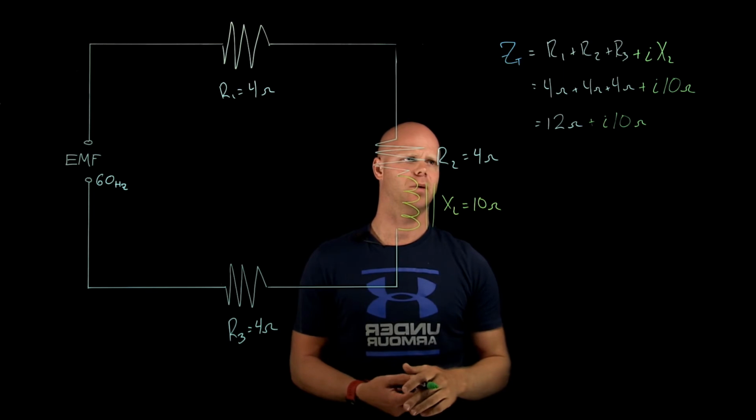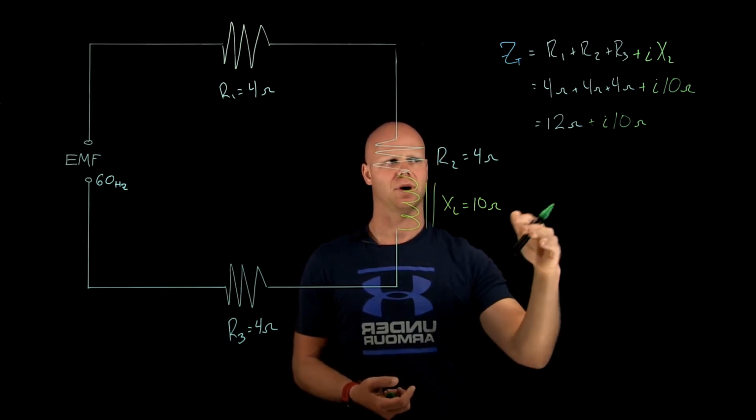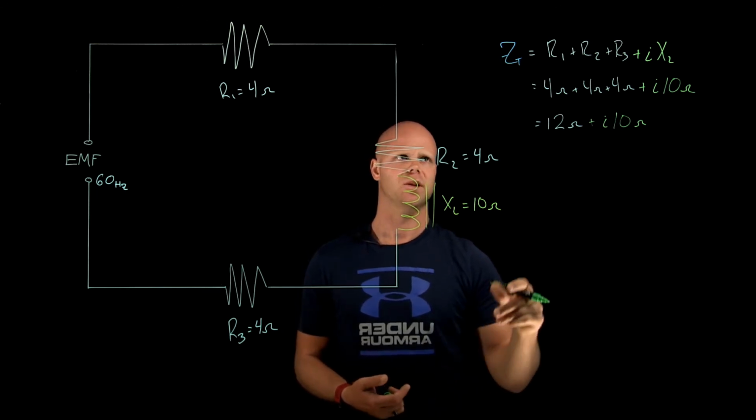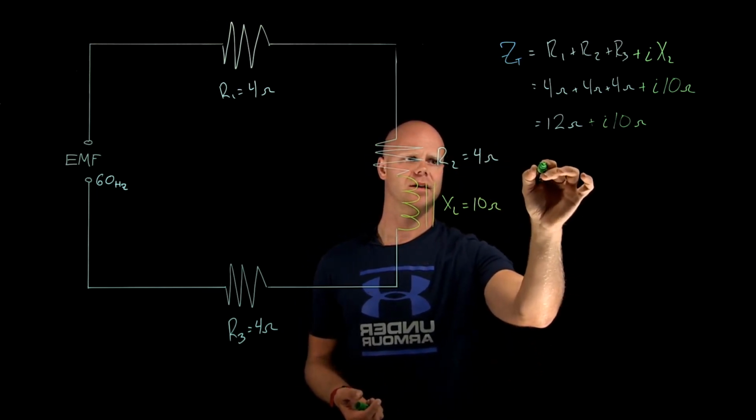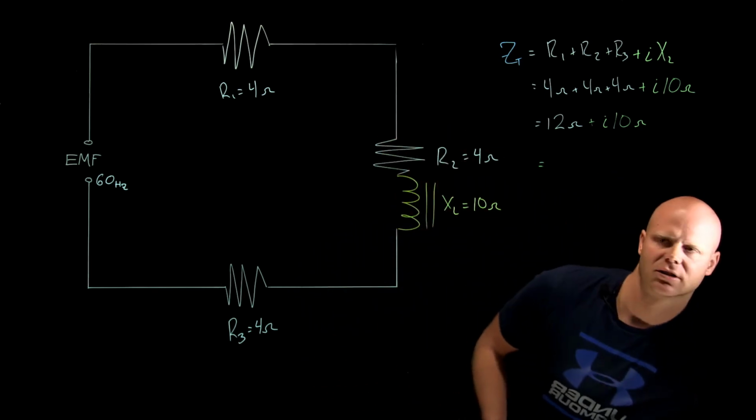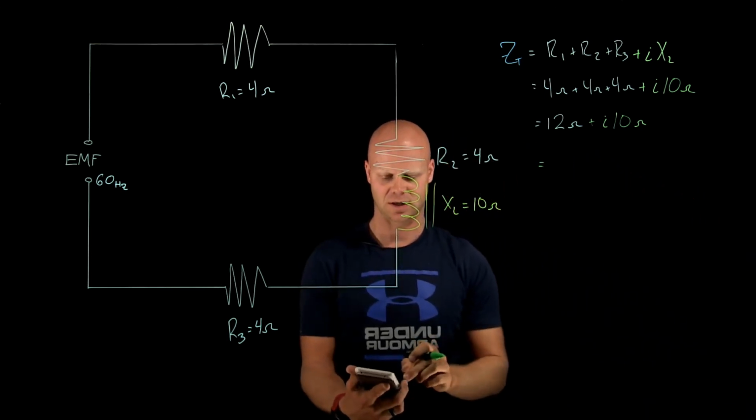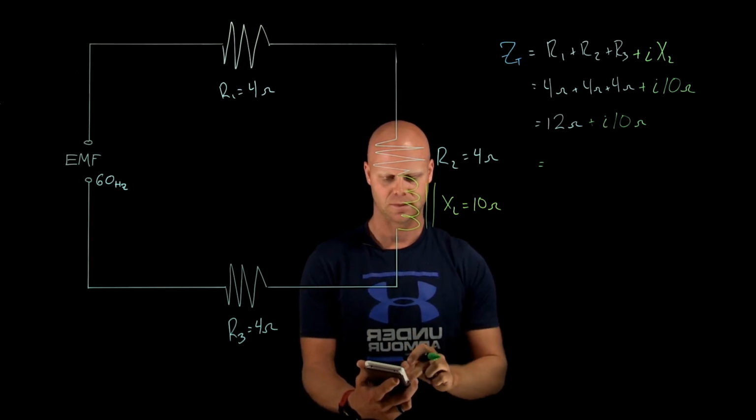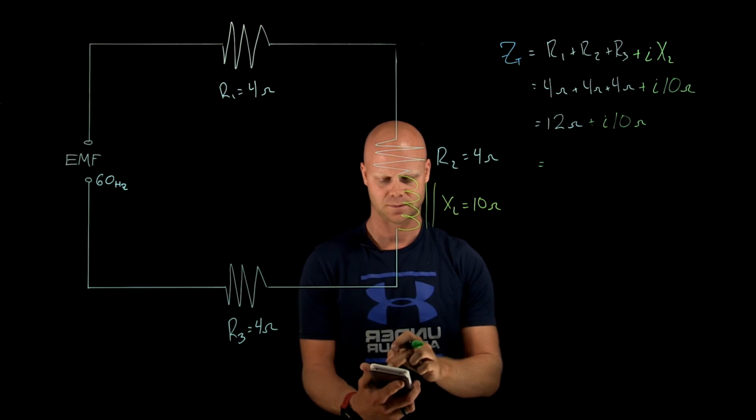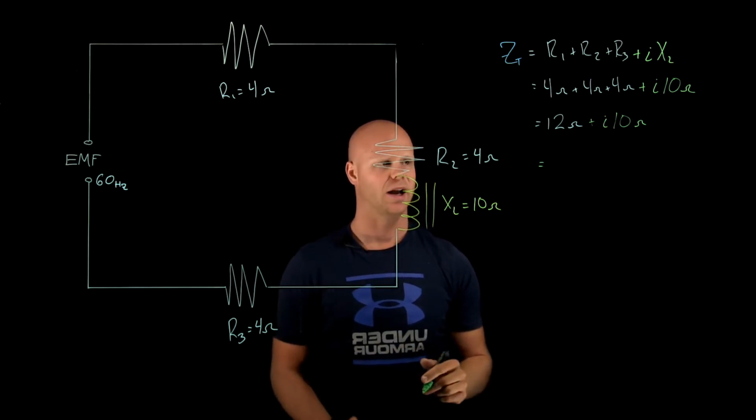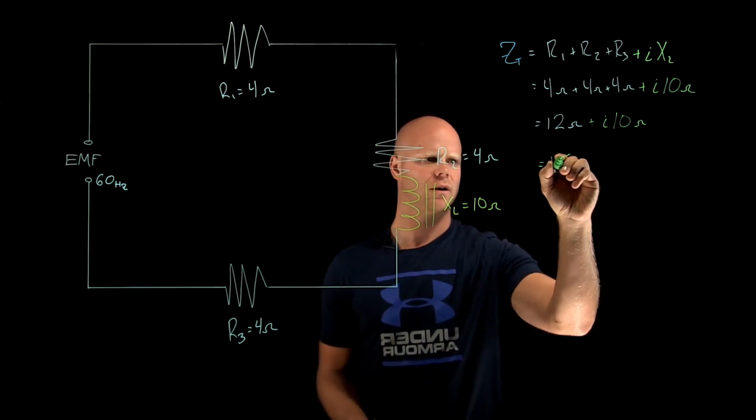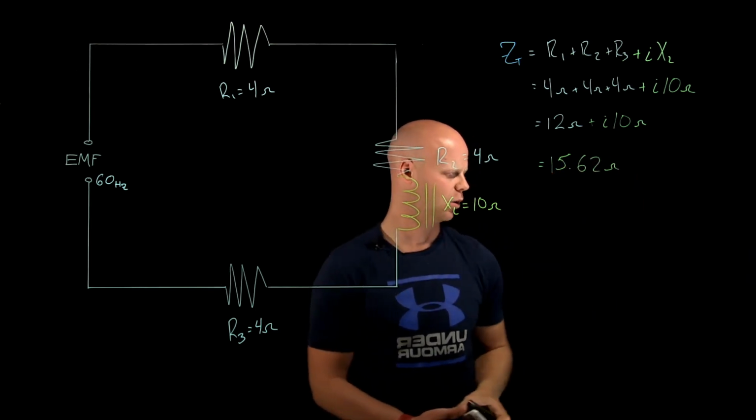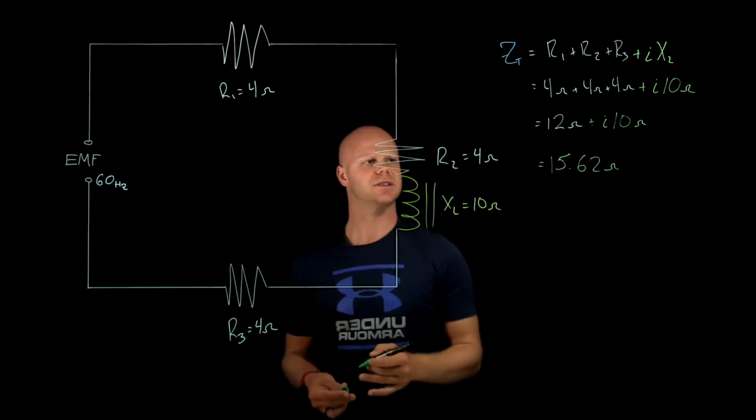But quite often what we want to do is to come up with what that total value will actually be. So to come up with that, I've just got to grab my calculator. I forgot to do this calculation ahead of time. And I get 15.62 ohms as my total impedance of this circuit.